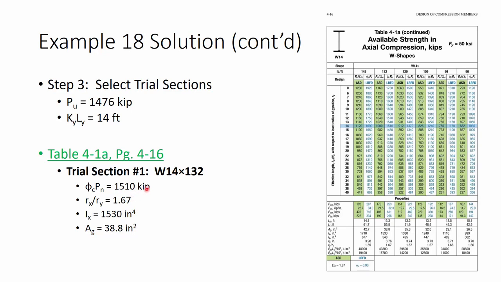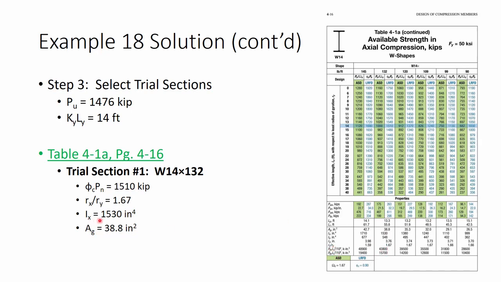Now, as you know, I'm going to have to check this section's x-axis capacity, so I'm going to need a few values in order to evaluate that. I'm going to need its rx over ry ratio, which you can get down here at the bottom. You can see the rx over ry ratio is 1.67.